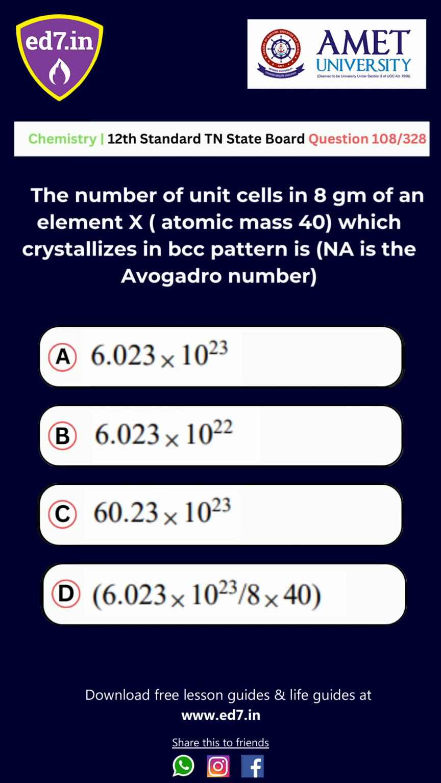Question number 108. The number of unit cells in 8 gm of an element X, atomic mass 40, which crystallizes in BCC pattern is (NA is the Avogadro number): option A, 6.023 × 10^23; option B, 6.023 × 10^22; option C, 60.23 × 10^22; option D, 6.023 × 10^23 by 8 × 40. The correct option is option B, 6.023 × 10^22.